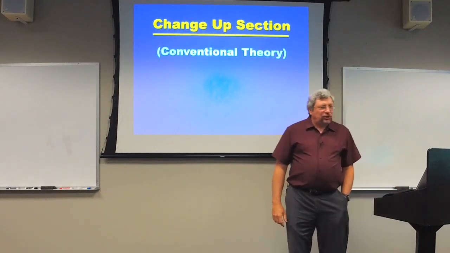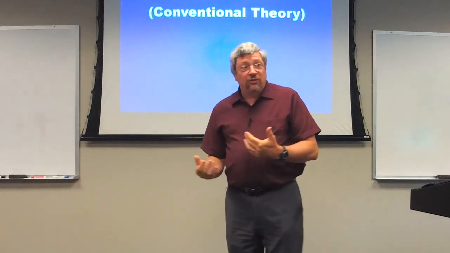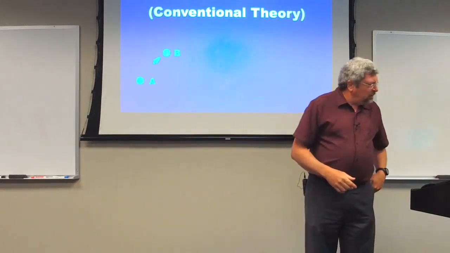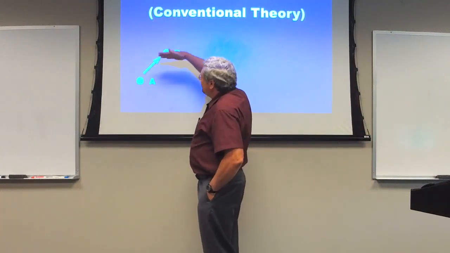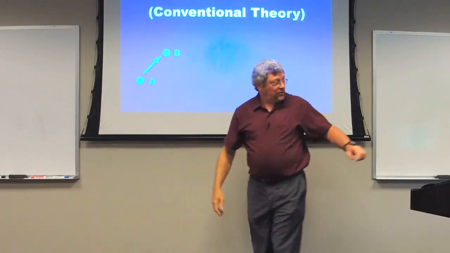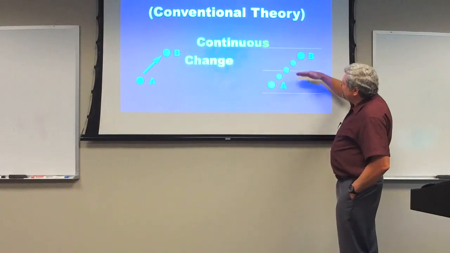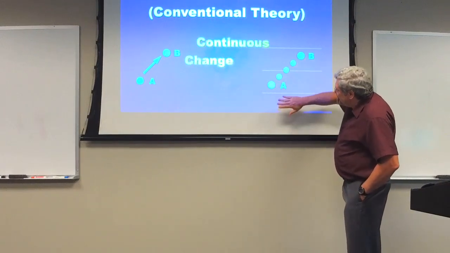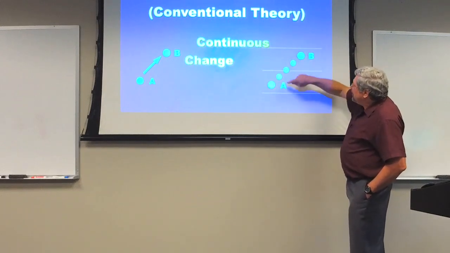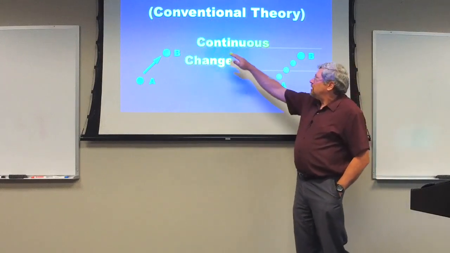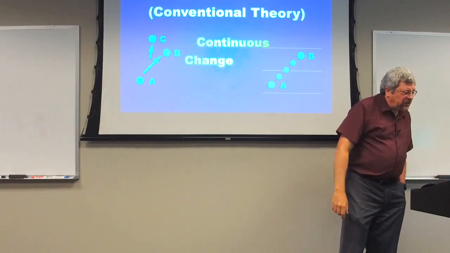Another issue is a change up section question. In conventional theory, we have evolution occurring. So in theory, A evolves into B while sediments are being deposited. So you would expect that under these circumstances, you should find in sediments A in a lower sedimentary layer, lower strata, B in a higher strata, and then the intermediates in between. There's continuous change that is assumed in conventional theory.